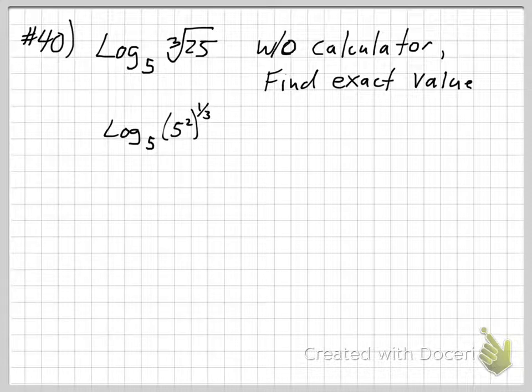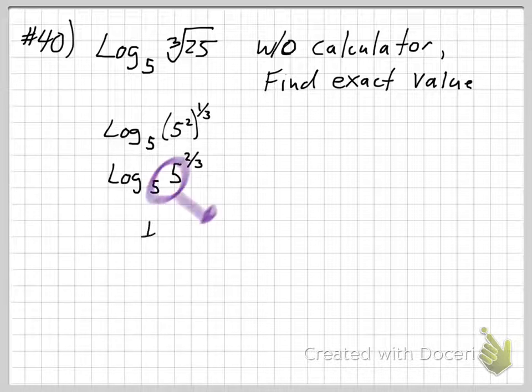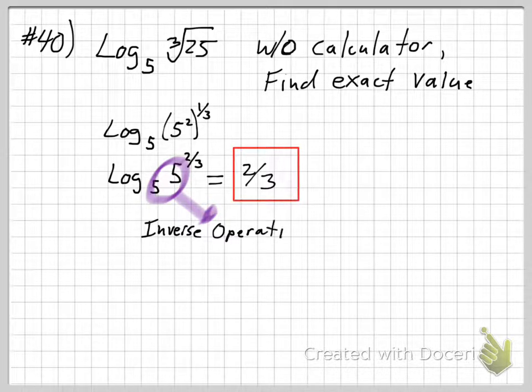So now what have I done? I've changed the cube root of 25 into an exponential expression with base 5. Now what am I doing? I'm taking log base 5 of an exponential base 5, inverse operations. They'll wipe each other out. Before I do that, let's do the power rule. I take the 2 and the 1/3, so I have 5 to the 2/3 power. Let's use the inverse property of logarithms and exponents, and then I get my final answer.